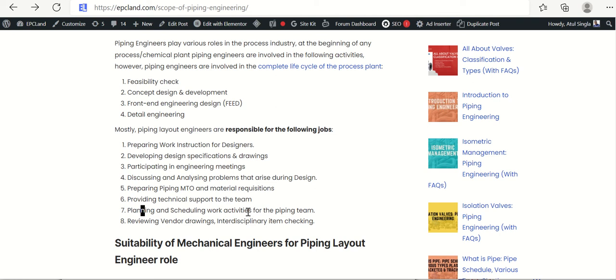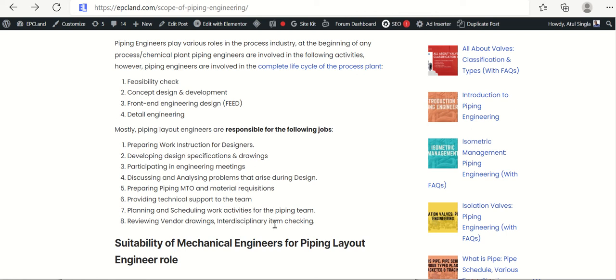Then planning and scheduling work activities of the piping team, right? If you see, a plot plan will be developed at an initial stage or maybe at various stages of the project. So a lot of things will be associated with that particular deliverable. So they have to be very good in planning and scheduling the work activities, especially for the piping team. They need to understand the sequence, how these activities are associated with each other. If there is a delay in one activity, in one deliverable, then there will be an impact on others also. They need to understand that. That is why they need to do the planning and scheduling of work activities.